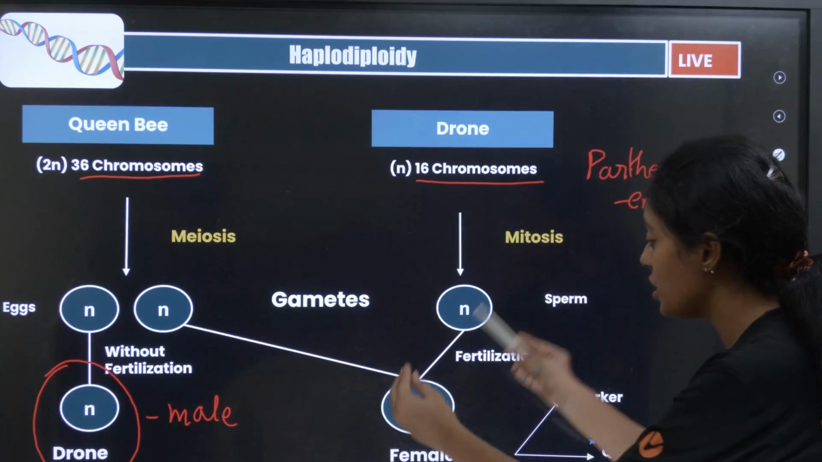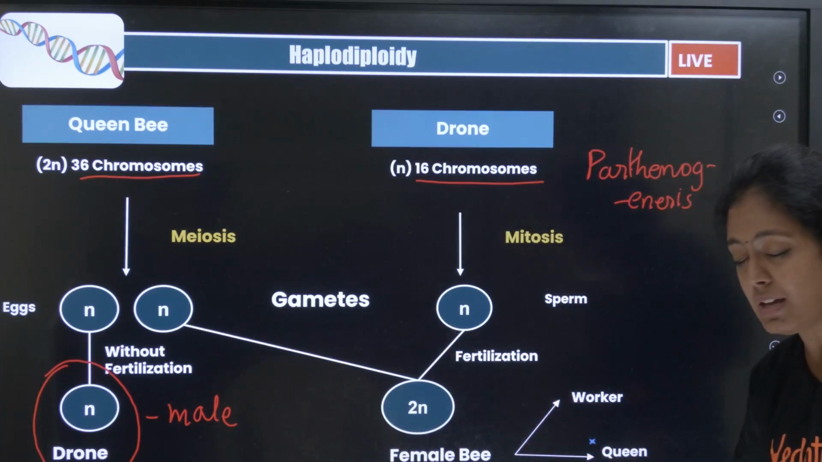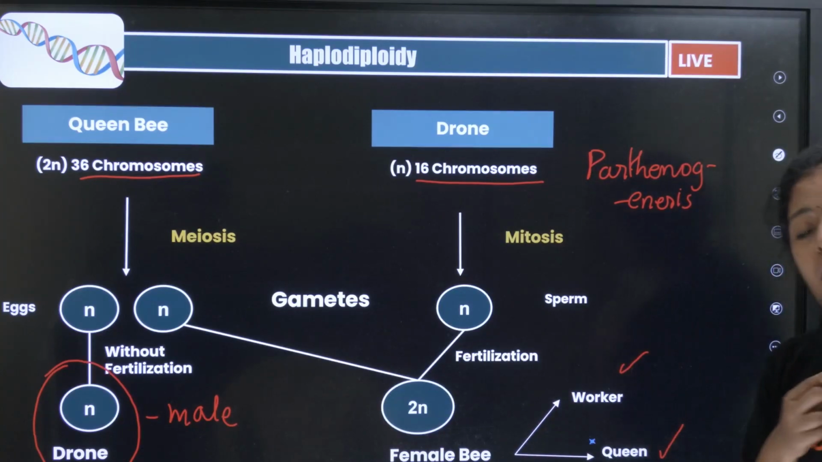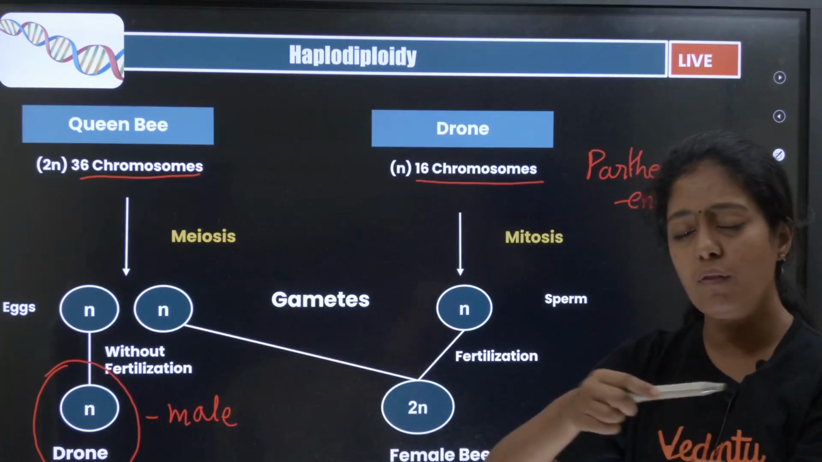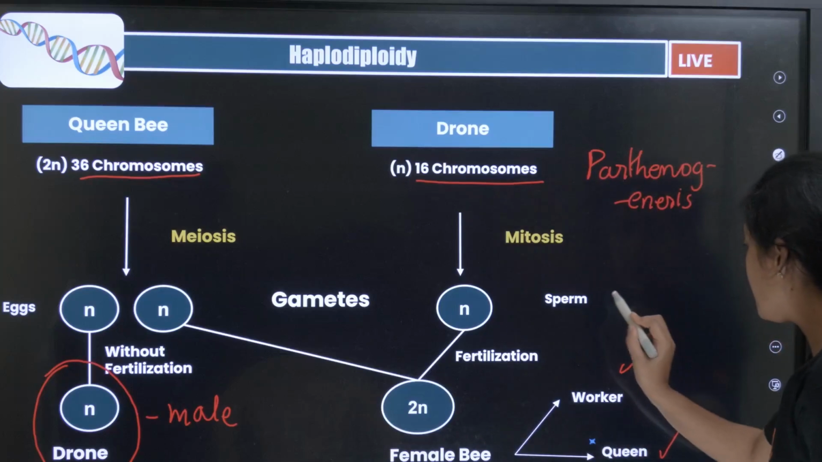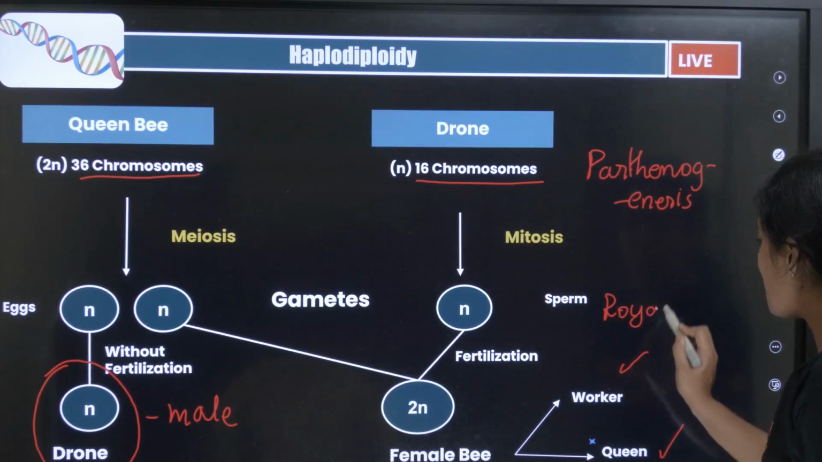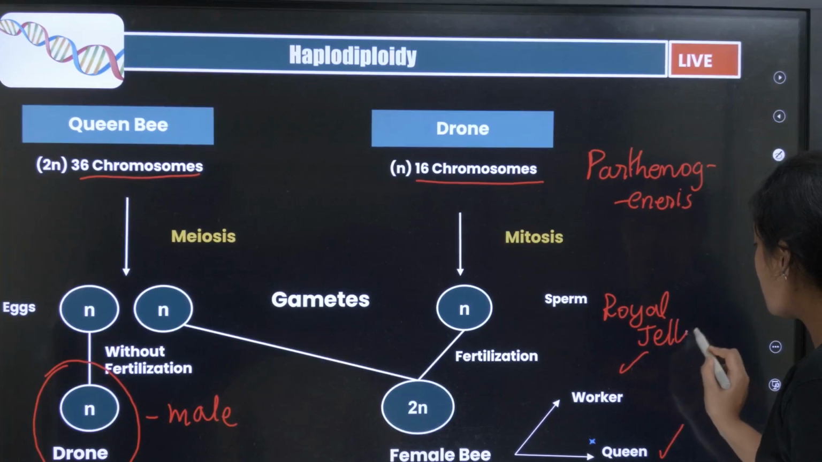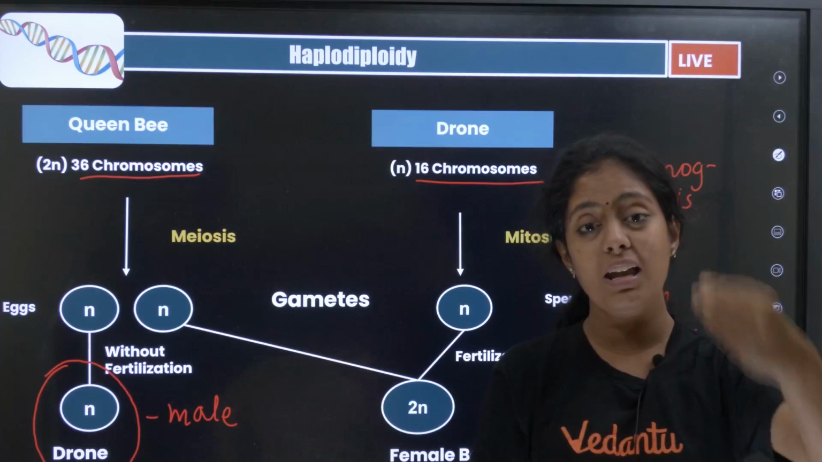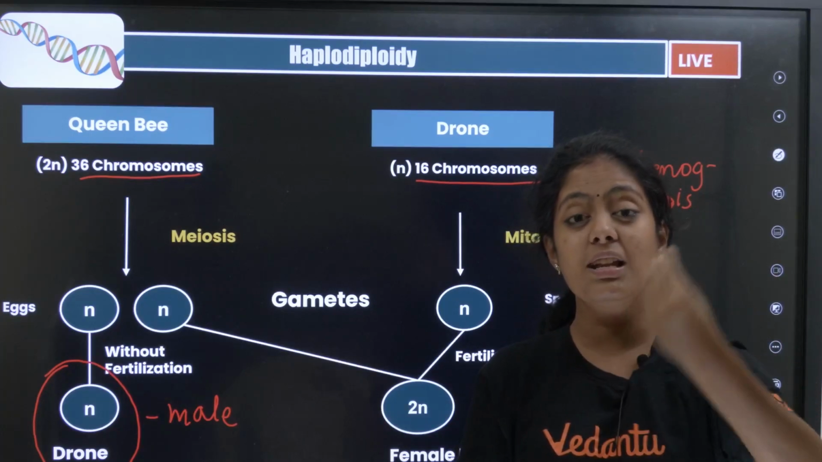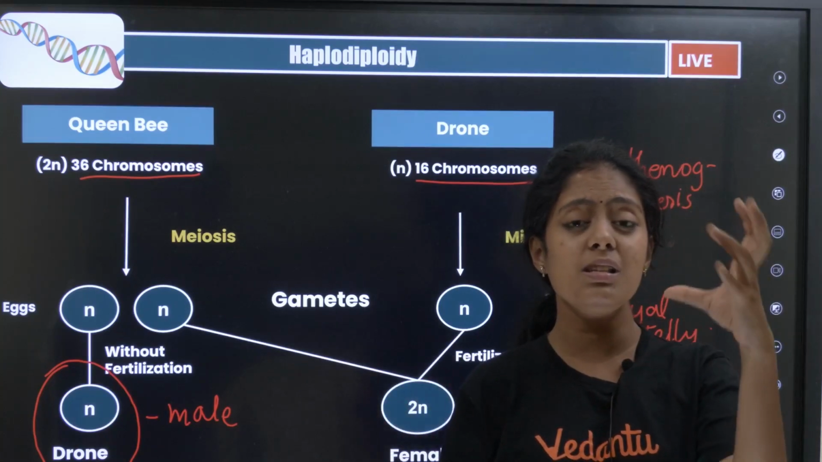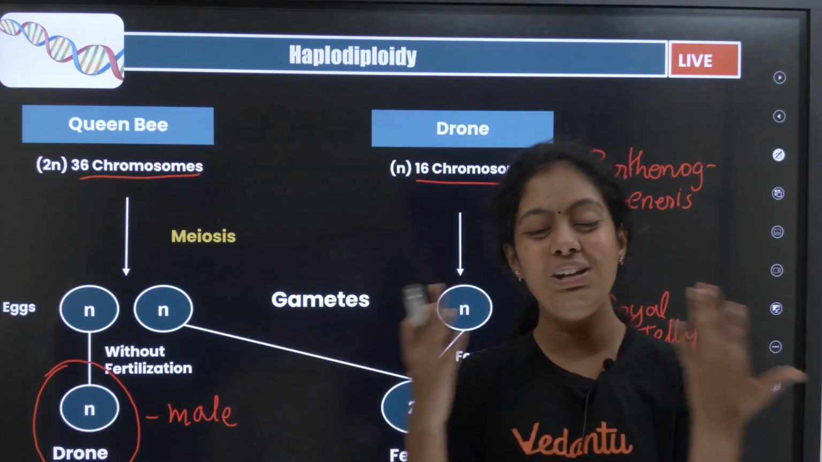Okay, now there is fusion. This is going to develop into a female bee. In female bees, there are two types, workers and queens. You might be wondering, how can a worker become a queen? One of the workers who is very strong will be selected as a queen. Because this queen feeds on a special substance called royal jelly. The queen will leave a little bit of royal jelly for the next queen. When the royal jelly is consumed by the worker, she grows in size and becomes a queen. See how interesting.